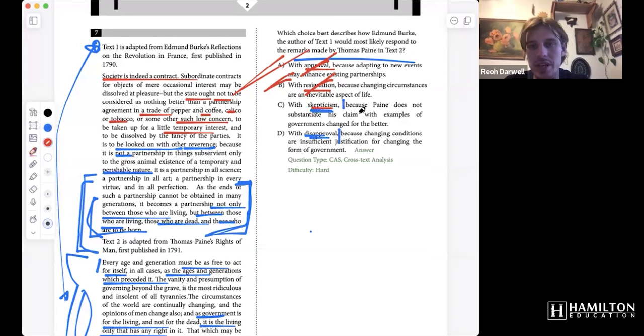We're going to have to look at how these are qualified. So C says, because Paine does not substantiate his claim, but do either of them substantiate their claims? Is that what either of them are really doing here? No. D, because changing conditions are insufficient justification for changing the form of government. That's exactly what he says here. These sorts of temporary concerns are not the deal with government. Government is something much deeper than that. So that's how we arrive at D for this very tricky question 7.